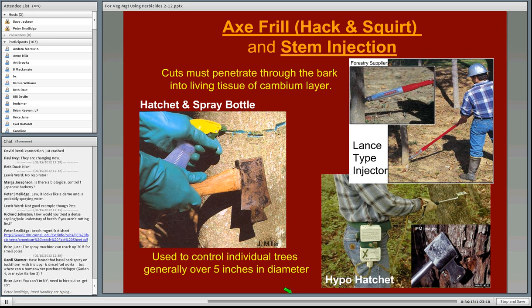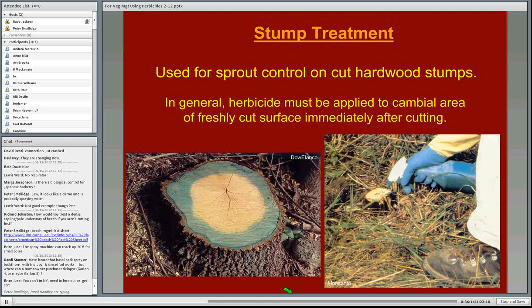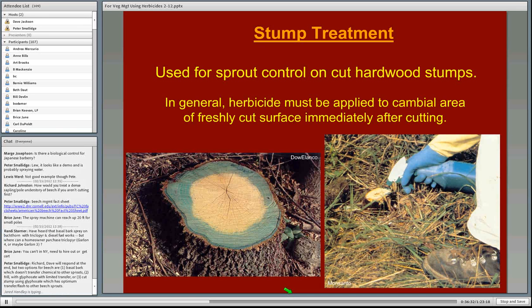So that's the axe frill and stem injection process. And lastly, we'll cover stump treatments. So we're going to do stump treatments if we have to cut something down and we don't want it to resprout. As I mentioned, a lot of these plants, when they're cut, resprout vigorously. And I'll give you a short example here.